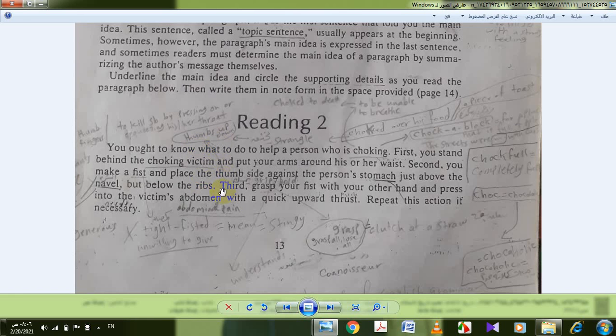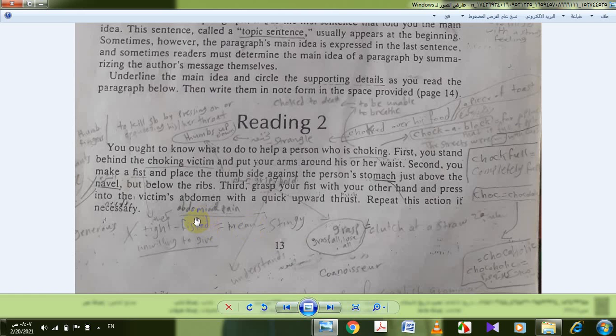Good. So make a fist and place the thumb side against the person's stomach, just above the navel. We have navel, and we have navy, N-A-V-Y, navy. But below the ribs. Third, grasp your fist with your other hand and press into the victim's abdomen.